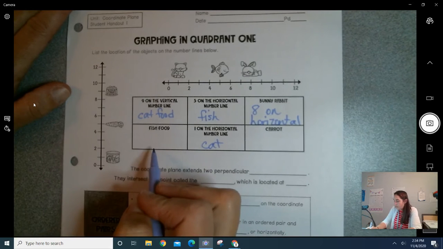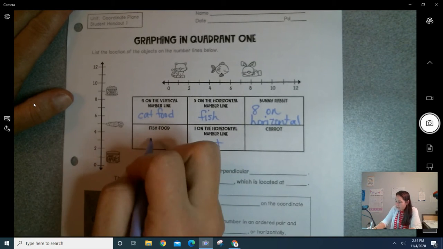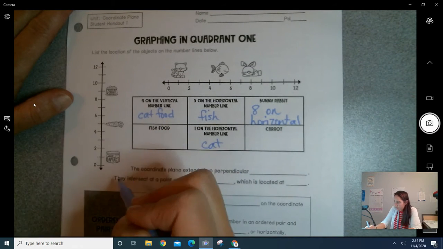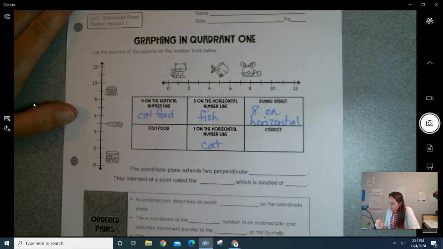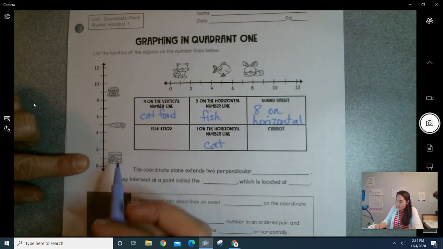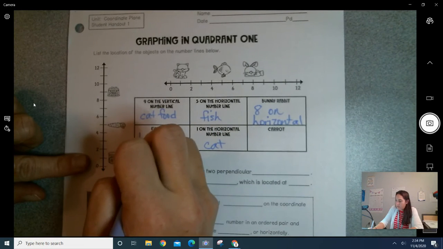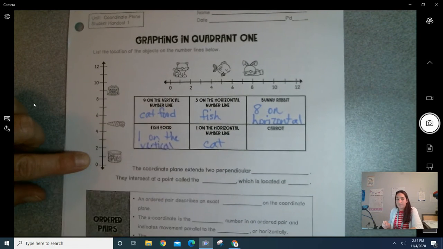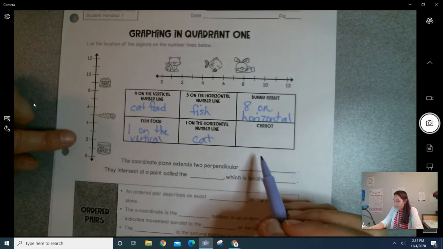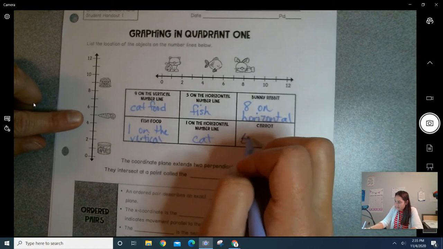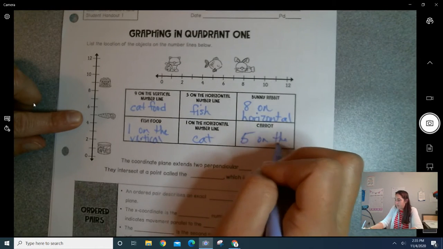All right, where's fish food? Fish food is here. Sorry, it's at 1 on the vertical line. And then the carrot is at 5 on the vertical line.